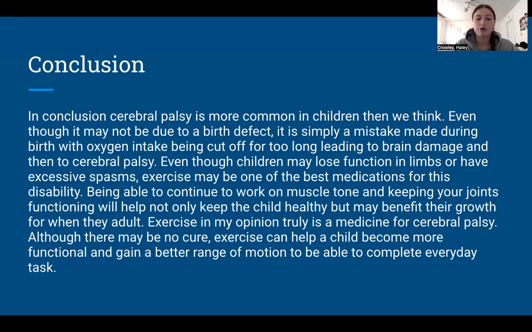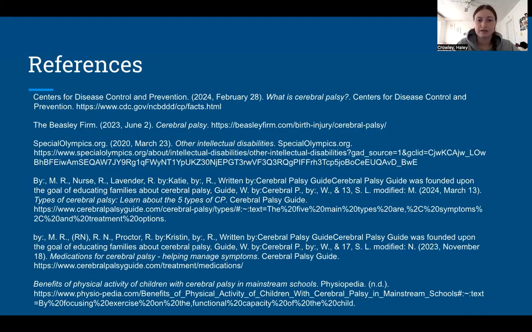Although there may be no cure, exercise can help a child become more functional and gain a better range of motion to be able to complete everyday tasks. These are my references.